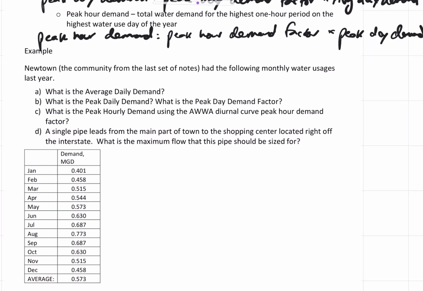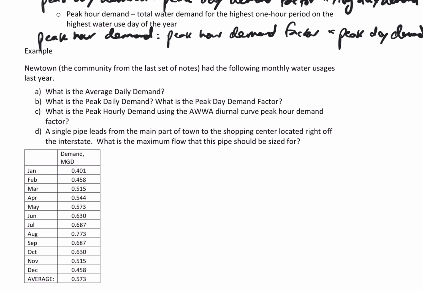Pretty straightforward. We got Newtown, the community from the last set of notes that we did the example problem in the previous lecture, had the following monthly water usages last year. Part A, what is the average daily demand? Okay, so let's look at this table.